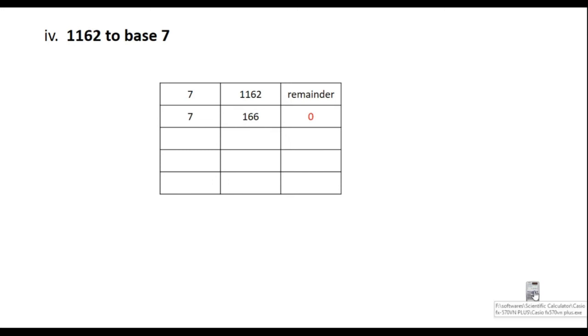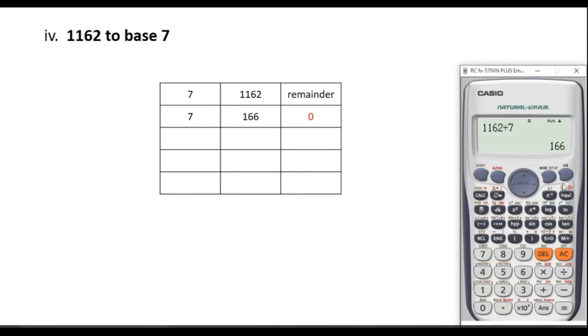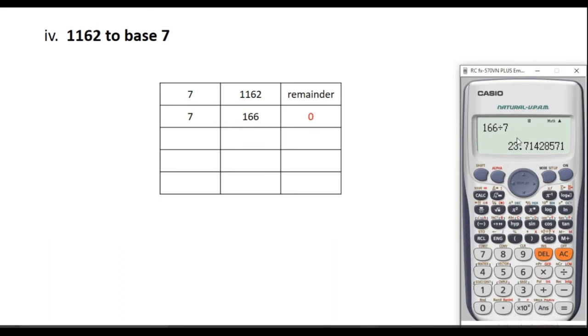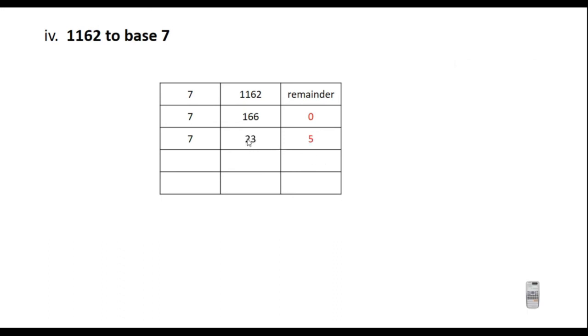Next, we divide 166 by 7. 166 divided by 7 will give us 23 point something. We have some decimals. We are interested in the whole number here, so we pick the whole number as 23.